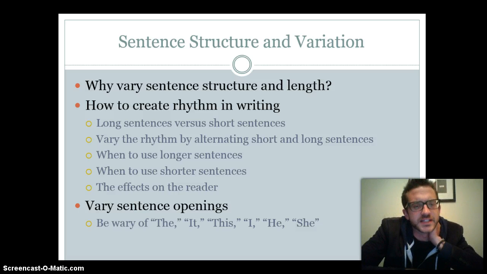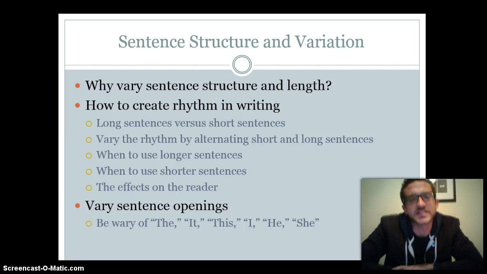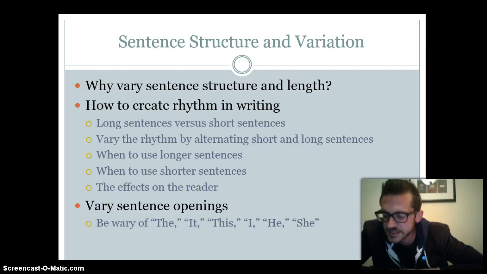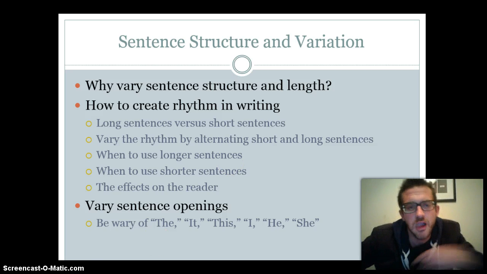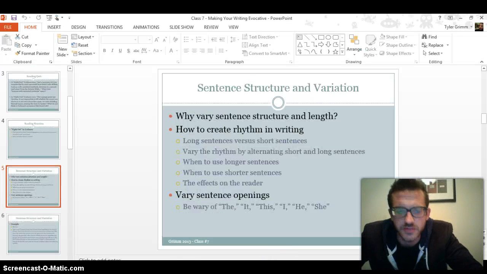So why vary sentence structure and length? You vary the structure of your sentences, you vary the openings to your sentences, and you vary the lengths of your sentences. The reason you do that is because this creates a rhythm in writing. If you have several short sentences or several long sentences in a row, it becomes monotonous. There are times when you want to do this, but for the most part, you want to have a rhythm. You want a combination of short versus long sentences.